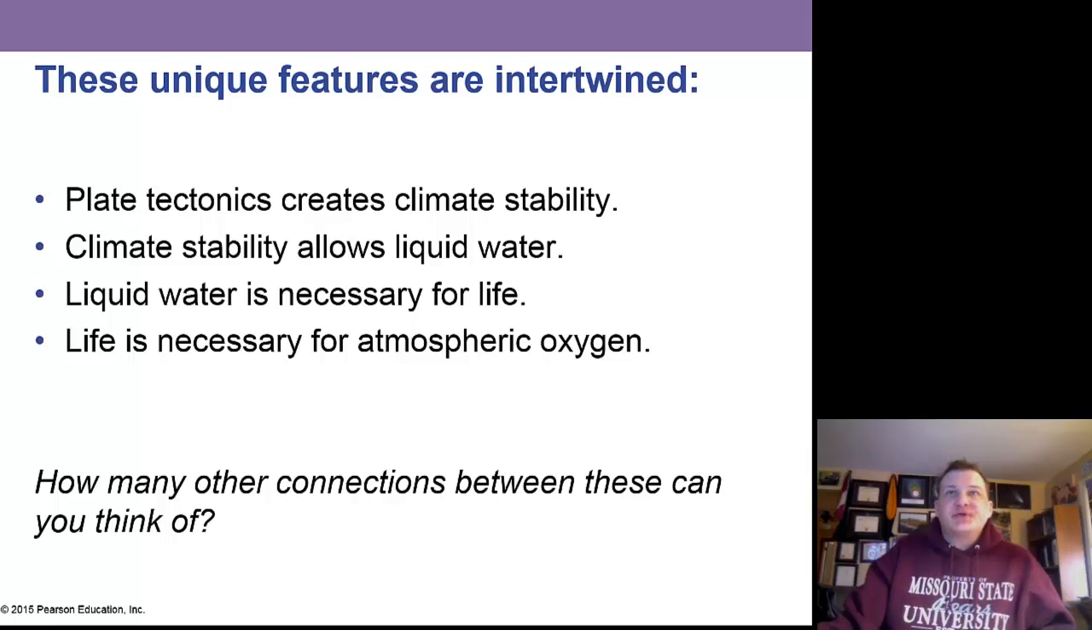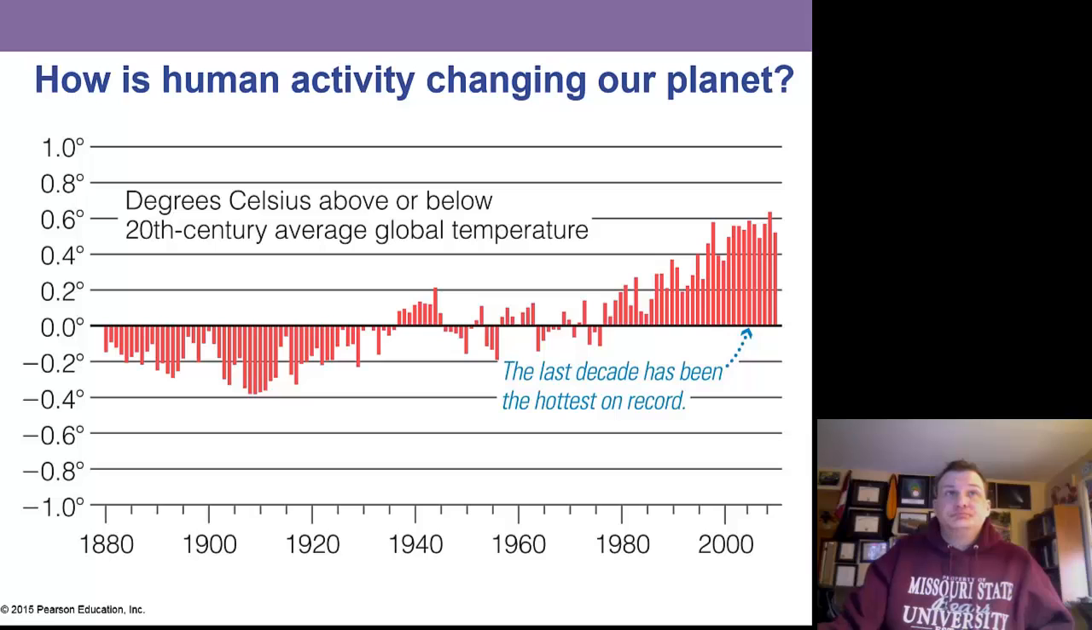So these unique features are intertwined. Plate tectonics creates climate stability. The climate stability allows liquid water. Liquid water is necessary for life, and life is necessary for atmospheric oxygen. And so all these connections are made.